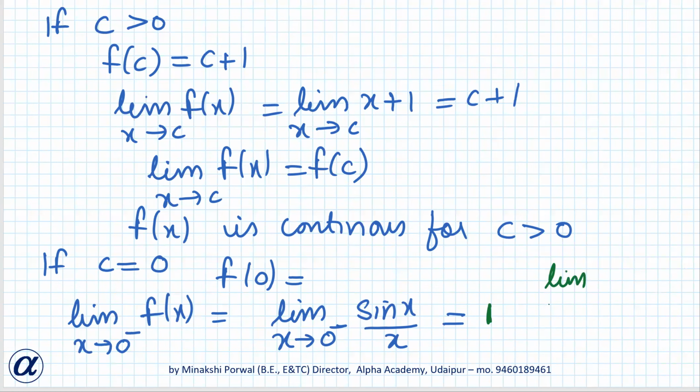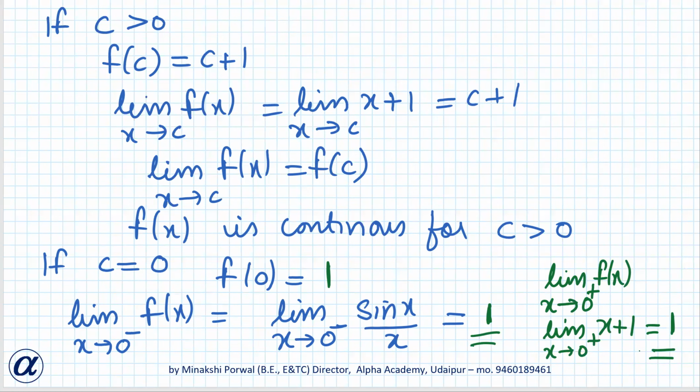And limit x tends to 0 plus f(x), its value will be, f(x) is x plus 1, so its value will be 1. So f(0) is also 1, f(0 minus) is also 1, and f(0 plus) is also 1. So f is continuous for all real numbers. There is no point of discontinuity. f is continuous for all real numbers. No point of discontinuity.